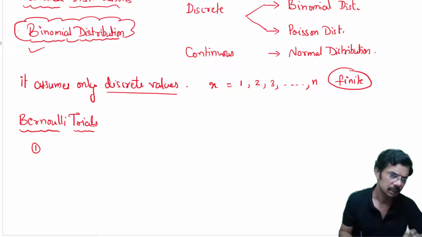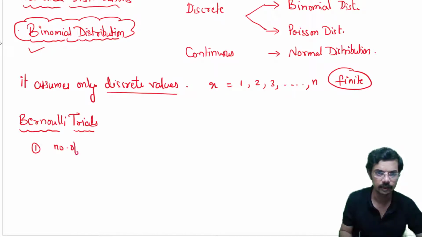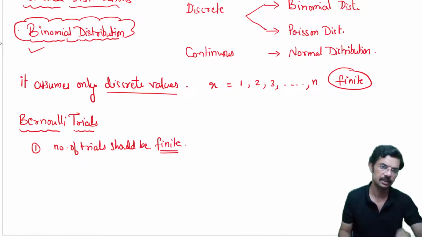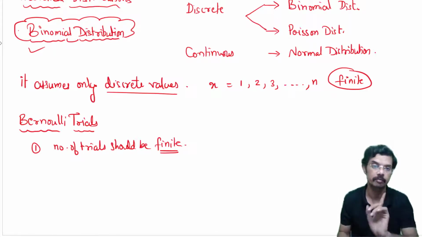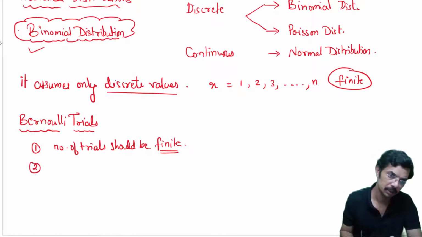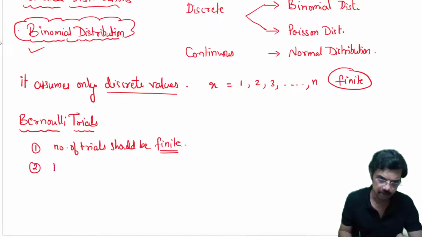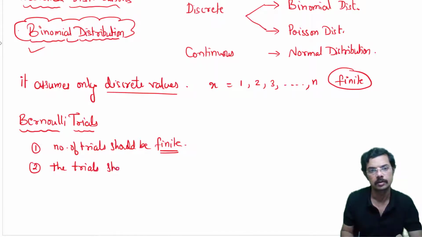First condition is that the number of trials should be finite, that is, it should be a known, fixed natural number. The second property is that the trials should be independent of each other.